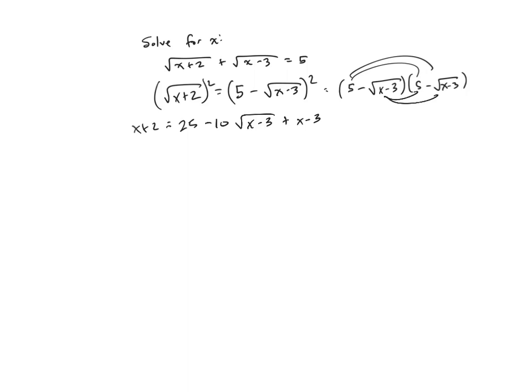Now, this may look more complicated, but really it's better because what we started with had 2 radicals in it. Now this only has 1. So now I can actually loop back to the beginning of the process and work to isolate this radical.